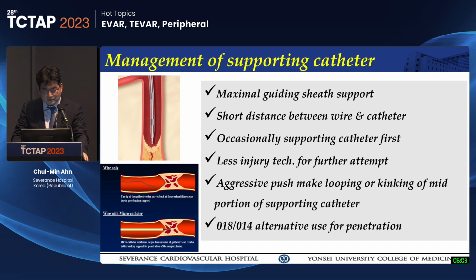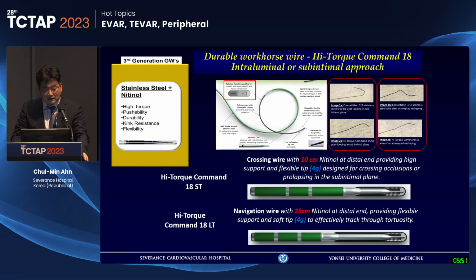Microcatheter management is very important for true lumen wiring or subintimal approaches. Sometimes the microcatheter itself can penetrate a long region. A durable workhorse wire is available from many companies. Some workhorse wires are high torque, Command 18. Usually a short tip is for subintimal and a long tip is for a long navigating method.